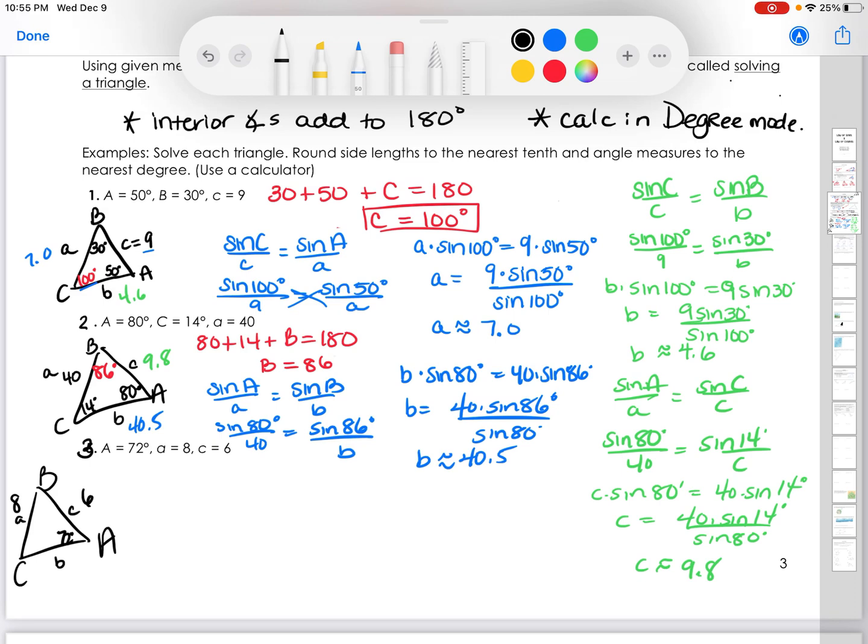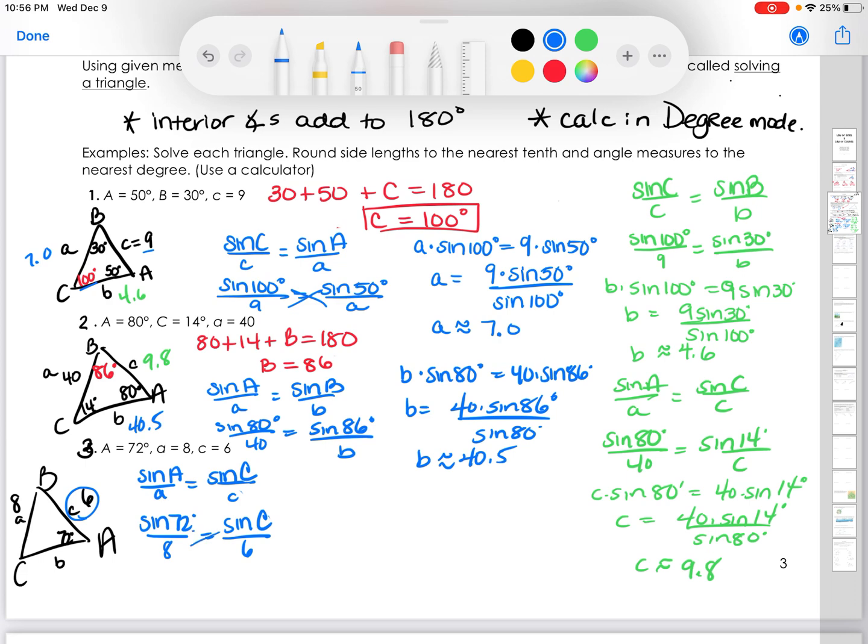Okay, so we're going to do the same thing. We're going to look for what letter I know both of, and it happens to be A this time. So I'm going to use sine A over A is equal to, how about alphabetical, sine B over B. And let's put in what we do know. So we have sine of 72 over lowercase a is 8 is equal to big B over lowercase b. Actually, I don't know lowercase b, so I guess we should use c first. That would make some sense. All right, so we are given c is 6, so I guess we should start there. Otherwise, I don't have any other information.